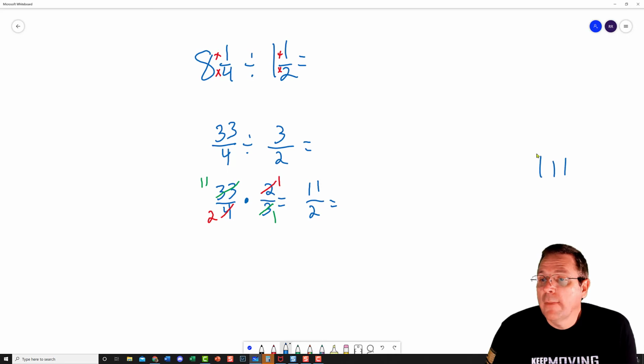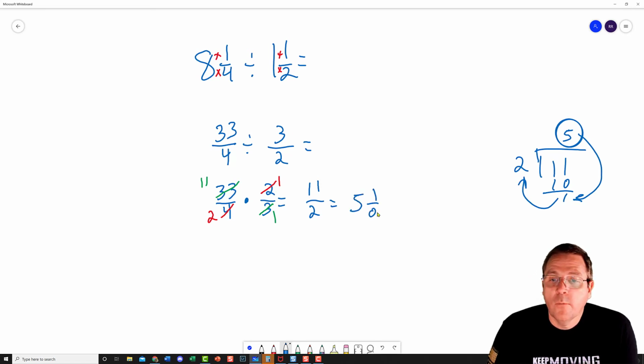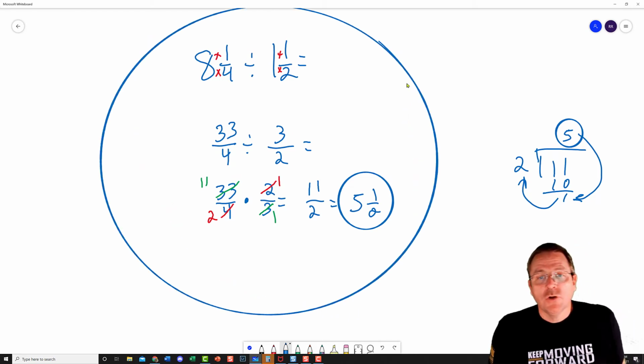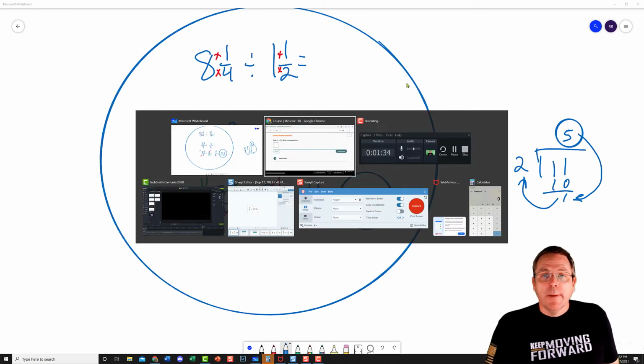And when we divide that out, first number goes in the house, 2 goes into 11 5 times, 2 times 5 is 10, with 1 left over, giving us 5 and 1/2. 5 and 1/2 for our final answer. This right here, that's showing your work. That is what I must see.